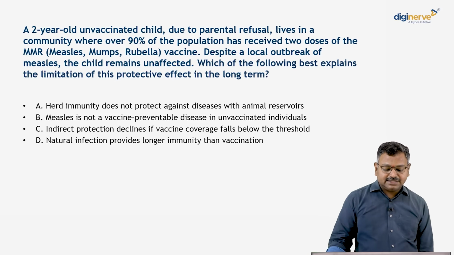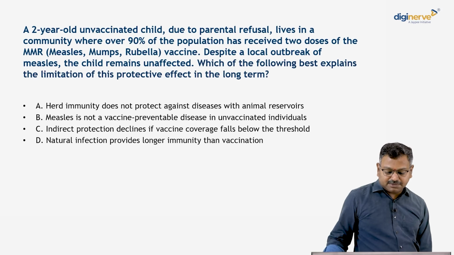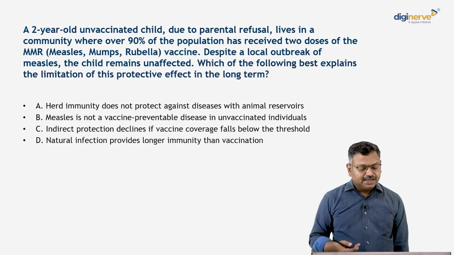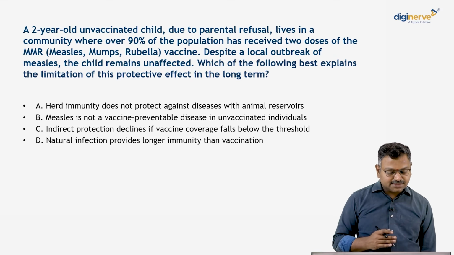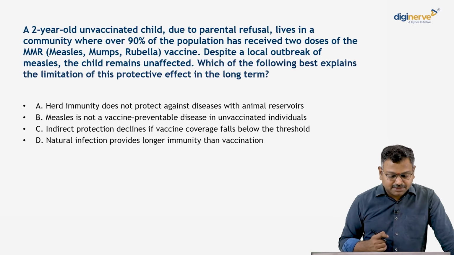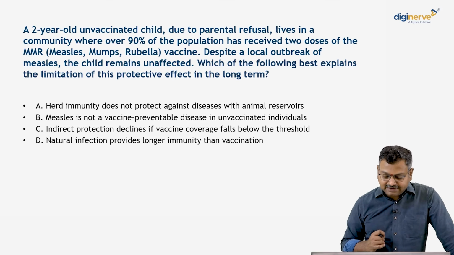A 2-year-old unvaccinated child, due to parental refusal, lives in a community where 90% have received 2 doses of MMR. Despite a local outbreak, the child remains unaffected. Now, why is this happening? What is the reason? Herd immunity does not protect against diseases with animal reservoirs. Measles is not a vaccine preventable disease in unvaccinated persons. Indirect protection declines if vaccine coverage falls below the threshold. Natural infection provides longer immunity than vaccination.